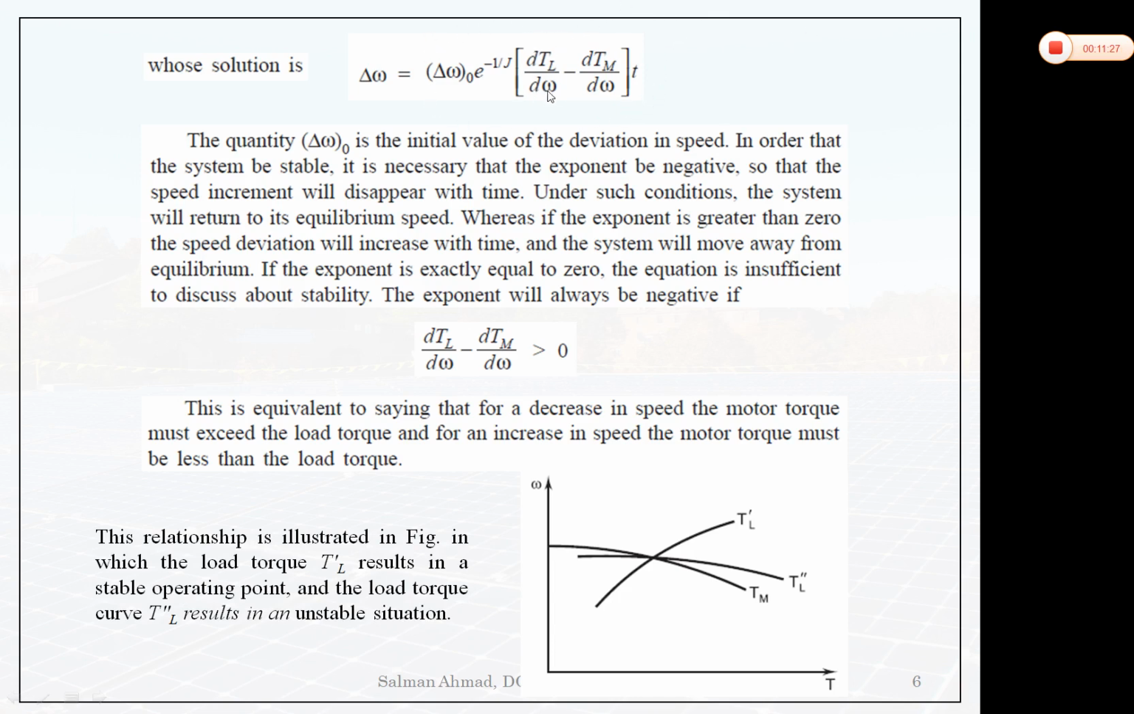For that, this term must be positive, because J is positive and time is positive. If this term is positive and tends to infinity, then e to the power minus infinity will be 0. So 0 multiplied by delta omega 0 will be 0 in that case. So the condition is that dTL upon d omega minus dTM upon d omega must be greater than 0, a positive number. Then only the system will be a stable system.